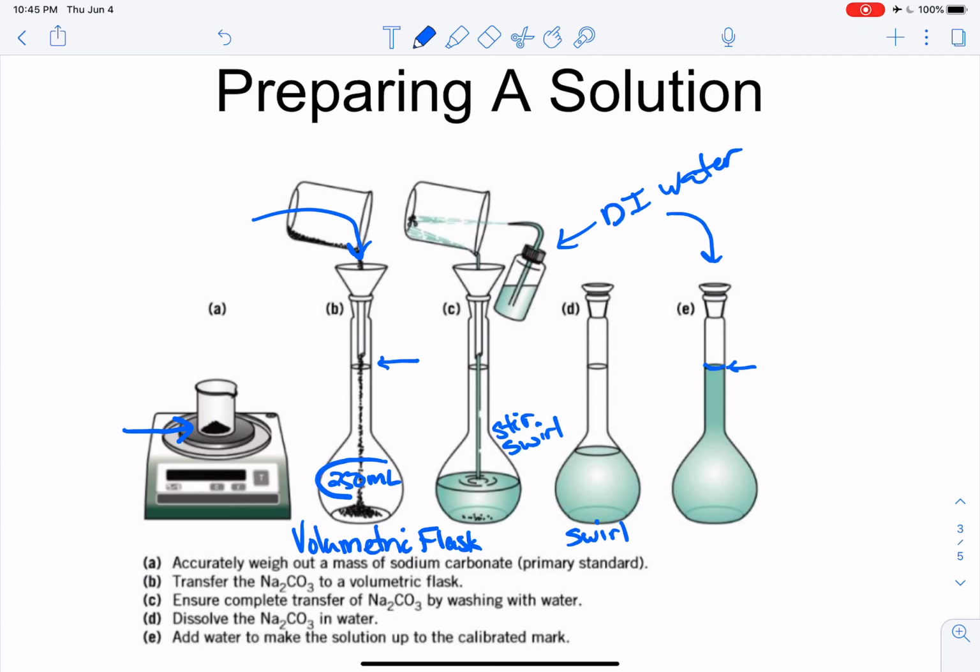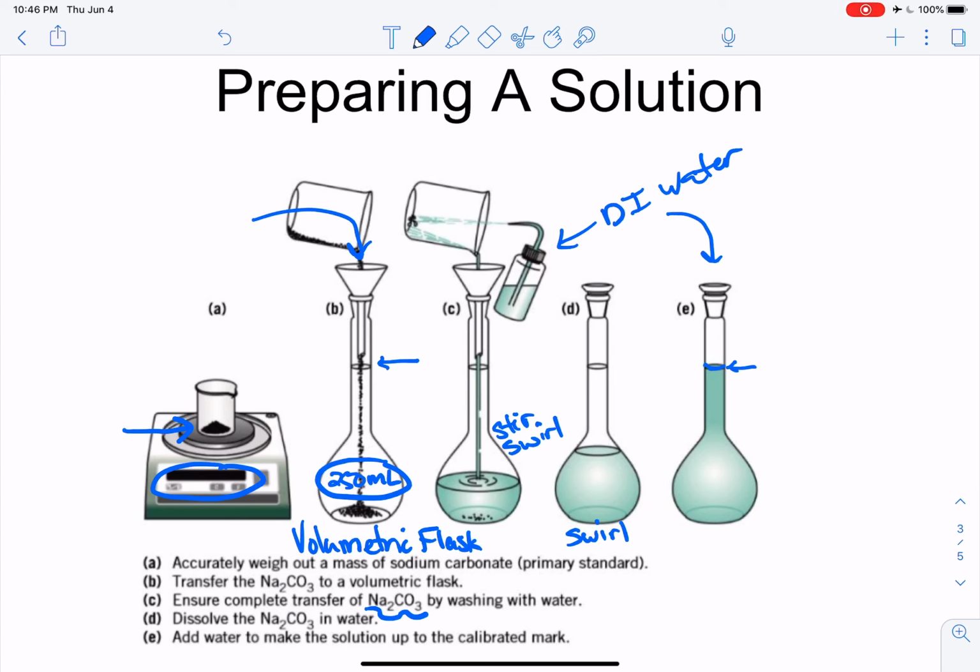So if this volumetric flask said 250 milliliters on it, that would mean that you had made 250 milliliters of your solution. And in this case, it's sodium carbonate. So we would have made 250 milliliters of a sodium carbonate solution. Now, in order to know what the concentration or the molarity of that solution is, we would have had to know how many grams of sodium carbonate we put in there and go ahead and do a calculation.